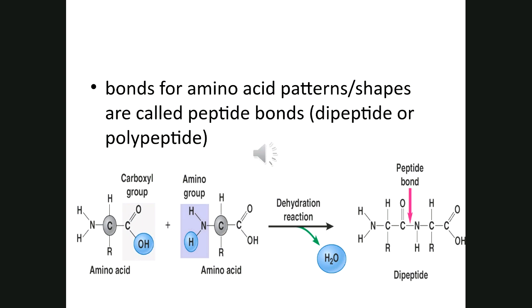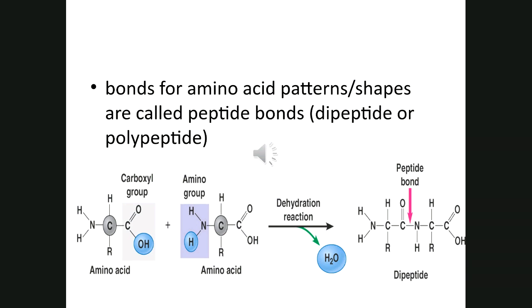On the next amino acid, the same thing. The hydroxyl group of the carboxyl group will give me the OH, and the hydrogen of the amino group will give me the H, release an H2O, form a peptide bond, and so on, until I have a big chain of amino acids bonded together, forming what we call the polypeptide, the protein, right?